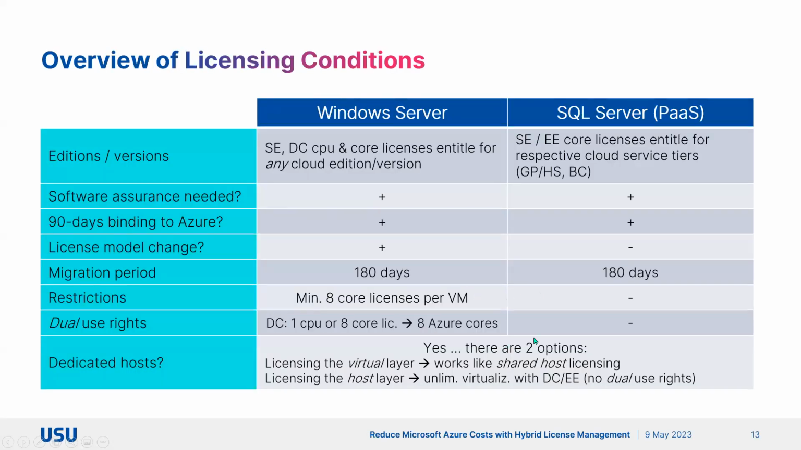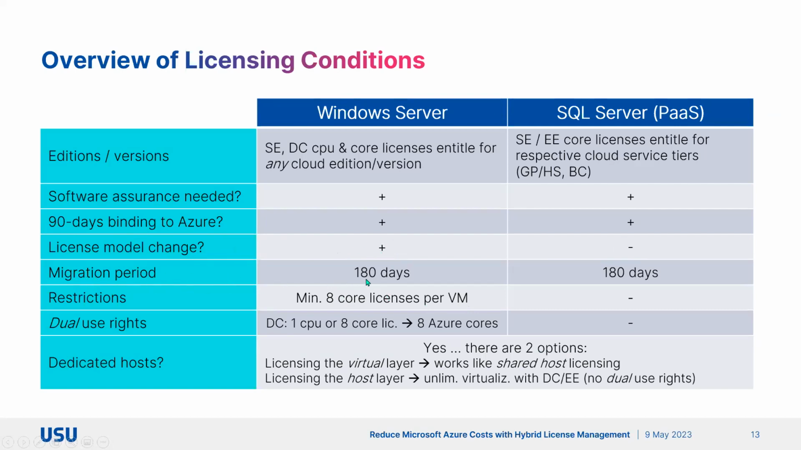Now, again, an overview, trying to summarize everything briefly. This will also be, I think, on your cheat sheet, which you get later on. So we talked about additions. Software assurance is needed. For 90 days, licenses are tied to the workload if you use them. The license model cannot be changed for SQL Server. You have to decide upfront. For Windows Server, it is possible, so you can optimize later on.